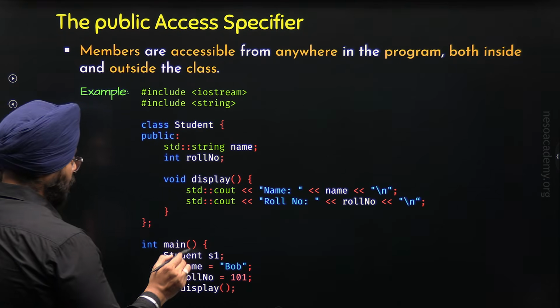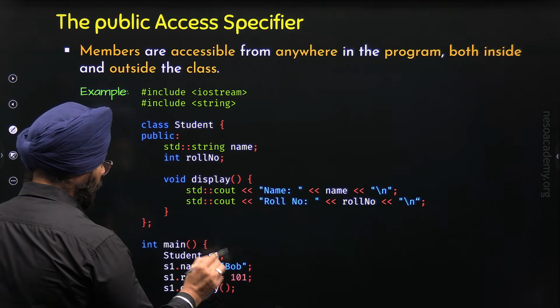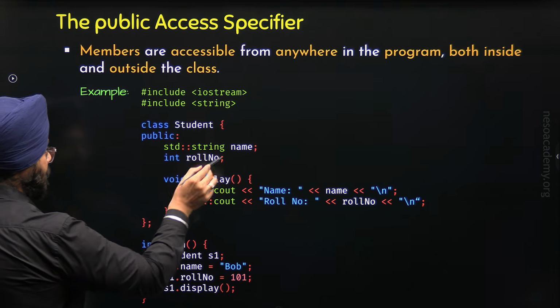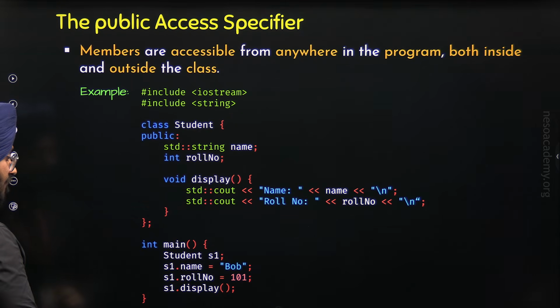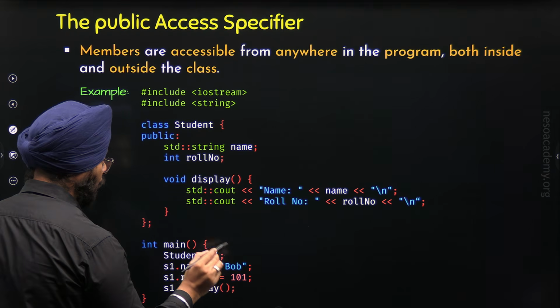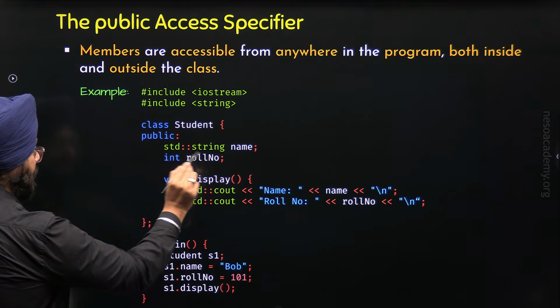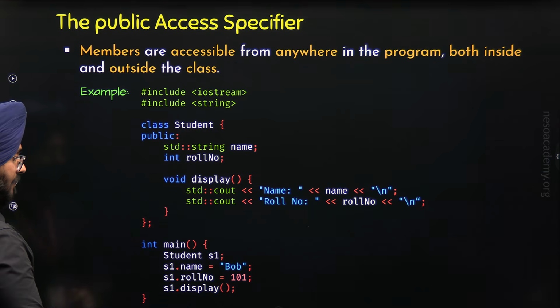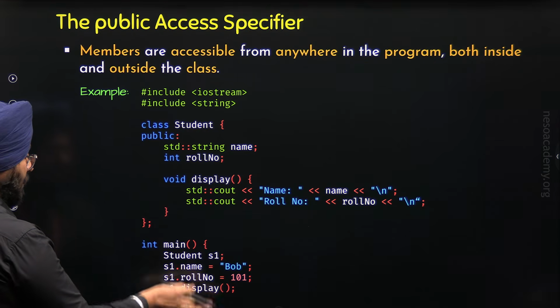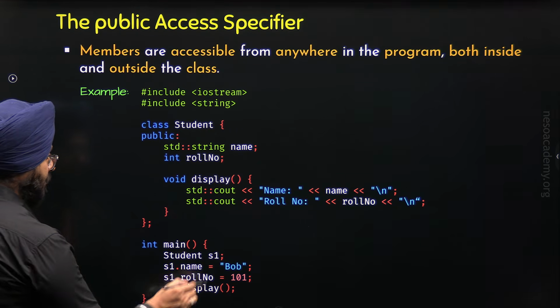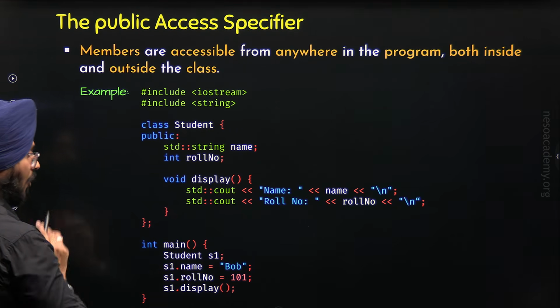Here, I am trying to provide this string Bob to this name variable, which is the data member of this class. In the same way, I am providing this value 101 to this roll number variable, which is also the data member of this class. And I am doing this with the help of the s1 object. Here I am calling the display function through the s1 object.